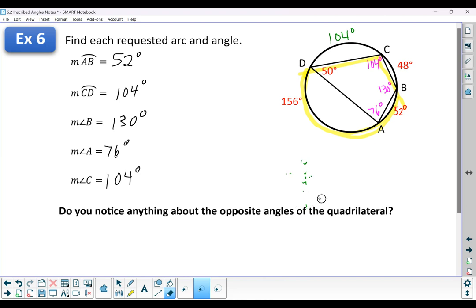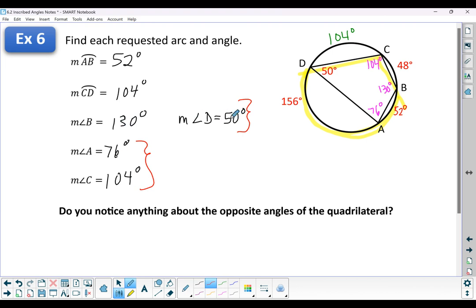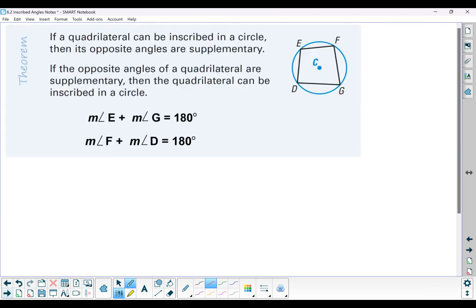So we've got a little question here at the bottom. It says, do you notice anything about the opposite angles of the quadrilateral? Well, I have angle B that is opposite from angle D, and I have angle A that is opposite from angle C. So do you notice anything about those pairs? Hopefully you notice that the opposite angles add to 180 degrees. And that is always true for a quadrilateral that is inscribed in a circle.